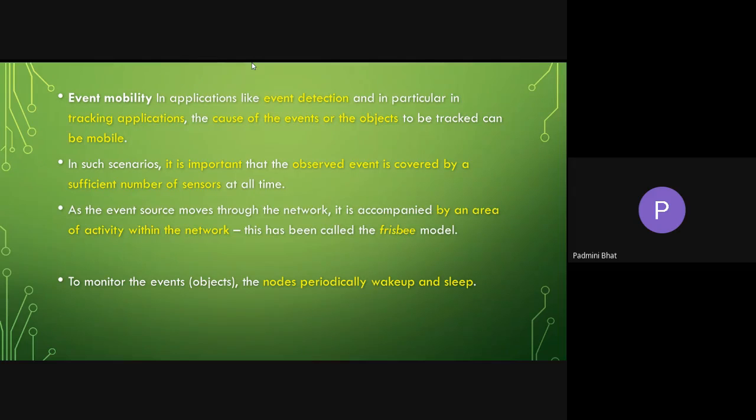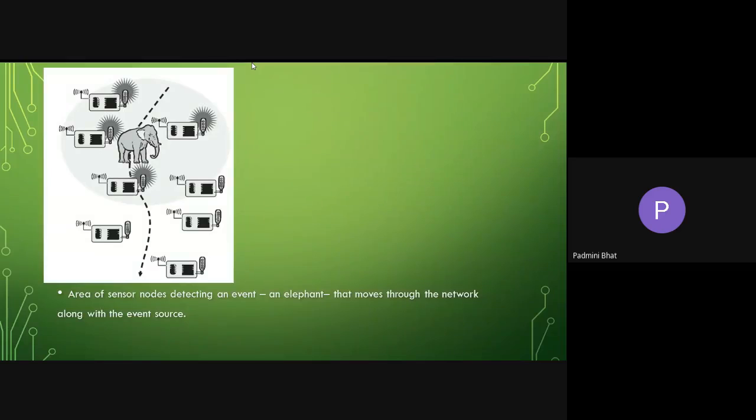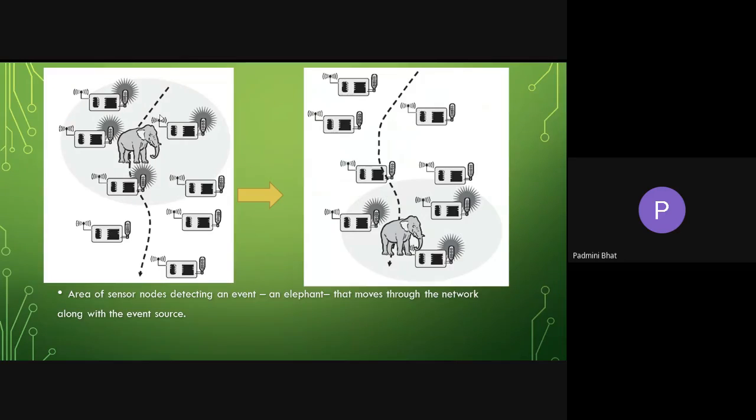So this I have said, as per the requirement, it can go to wake up state. Which nodes can go to wake up state or sleep state? Now if you see here, this is the event or the object which has to be monitored. Now it is in this area. So these many nodes are active. These are in the sleep mode. Got it? Because the object is here.